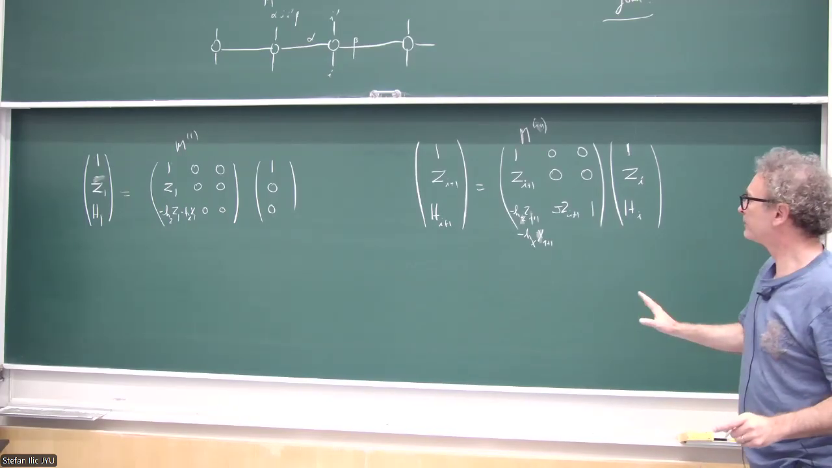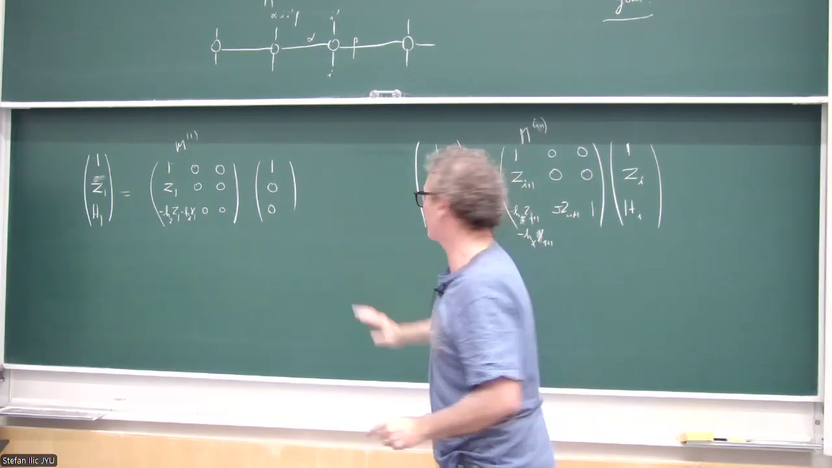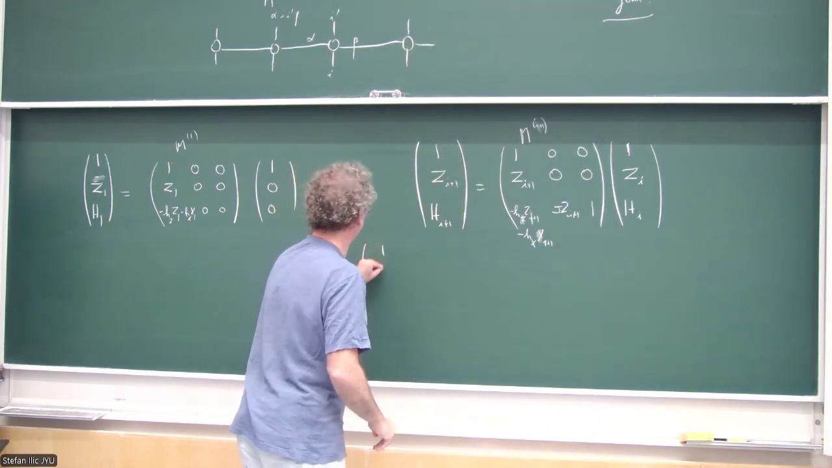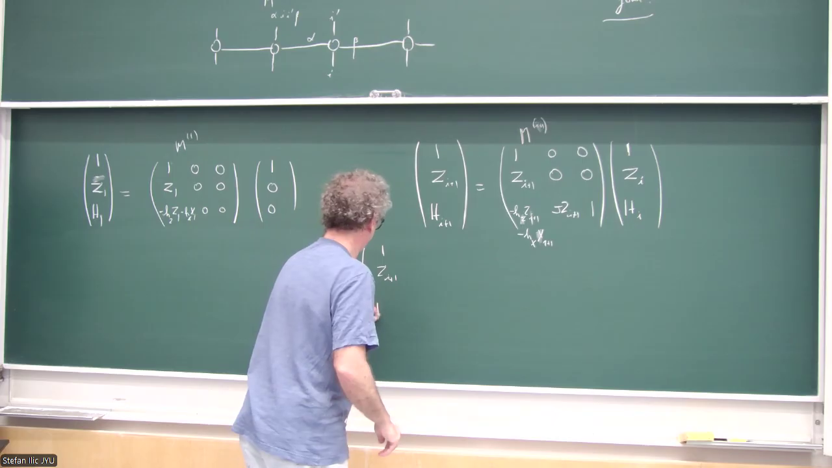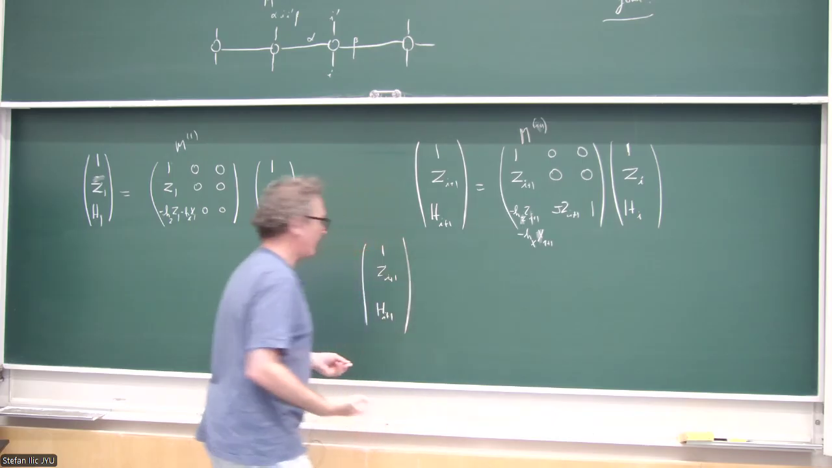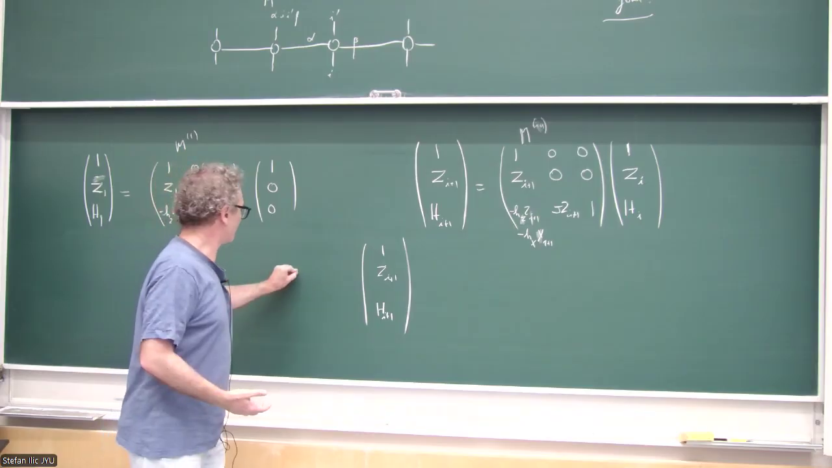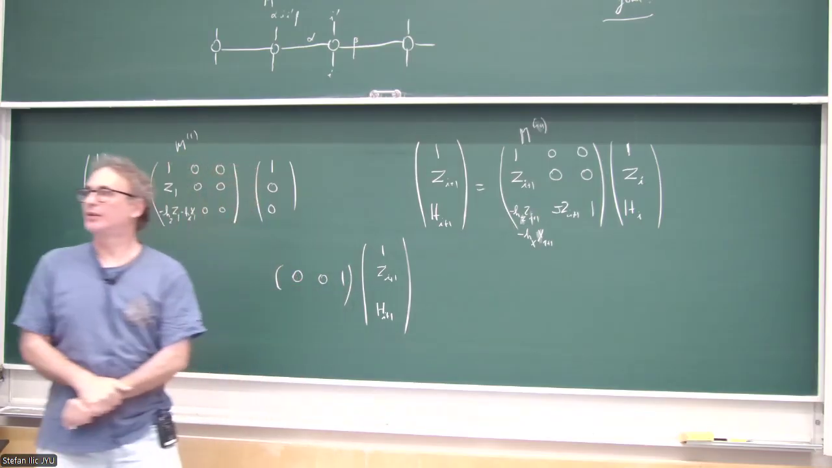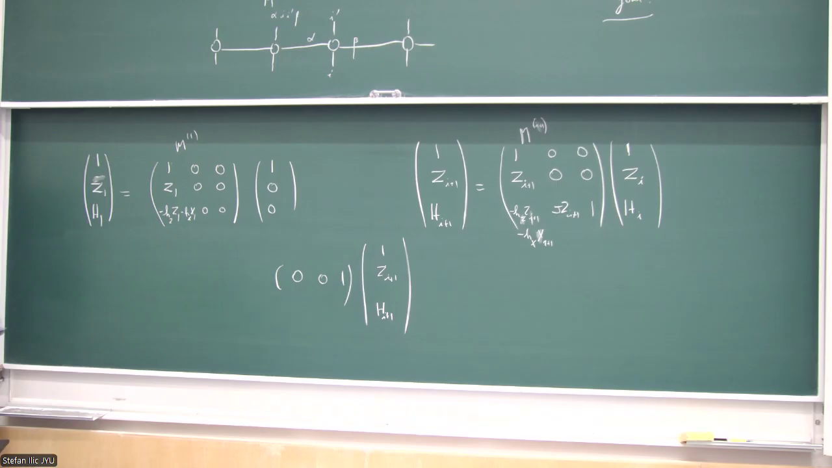And at the very end, when you have multiplied all the matrices, you get this guy: 1, Z_{i+1}, H_{i+1}. But I only want the Hamiltonian at the end. So I'm going to multiply by this vector to select the Hamiltonian. All the rest was garbage. I needed it to build the Hamiltonian, but I don't need it at the end. Okay, that was clear? Okay, so that's it.